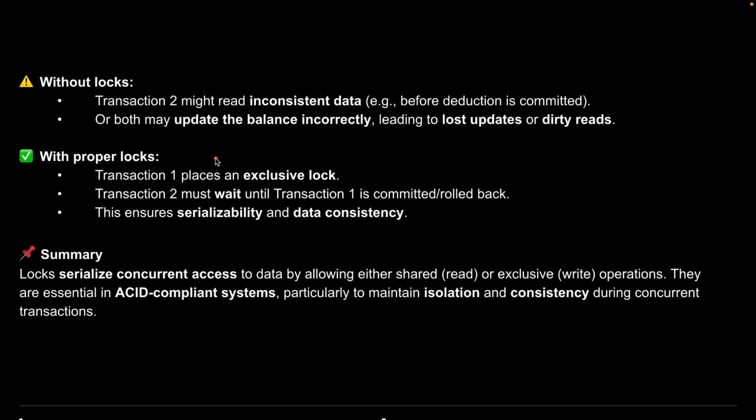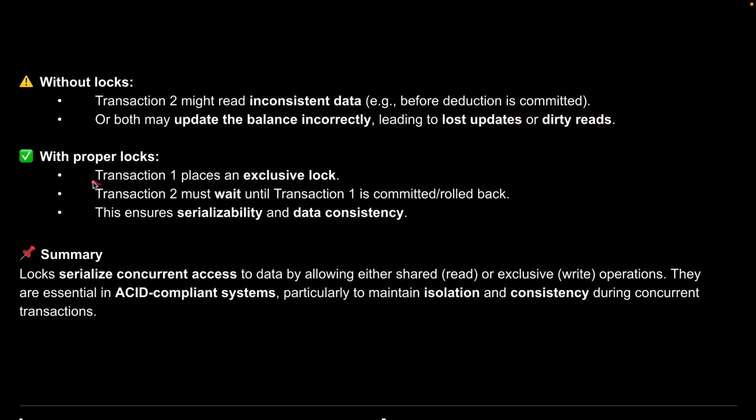Transaction 2 might read inconsistent data, for example before the deduction is committed. Let's suppose you are removing 1,000 and someone from the marketing team or the bank team wants to know the balance. From their end, they receive that account number 101 has 5,000, but actually it is 4,000, right? Or both may update the balance incorrectly, which is also a dirty read. This is one of the terms called dirty read.